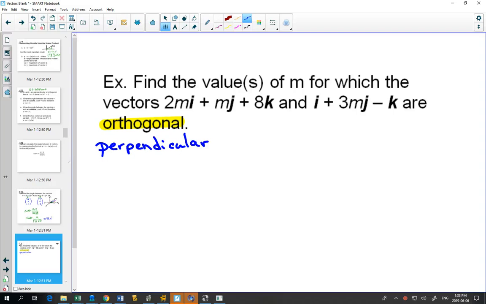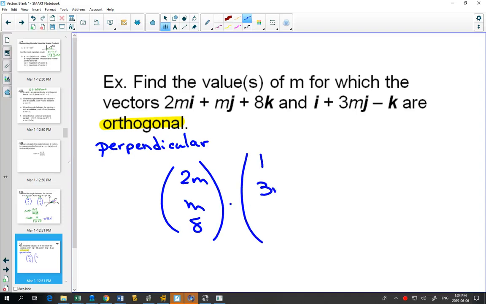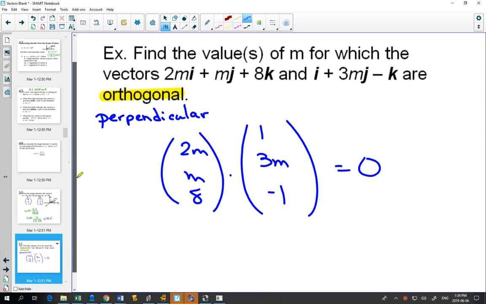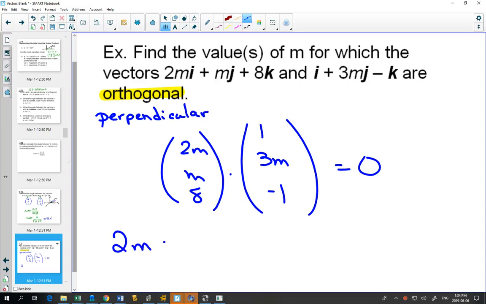Okay, so if we want to find m, so that these two are orthogonal or perpendicular, we can use the dot product, because the dot product says if two things are perpendicular, the dot product would have to be equal to 0. And if we multiply things out and simplify this, we'd have 2m plus 3m squared minus 8 equals 0.